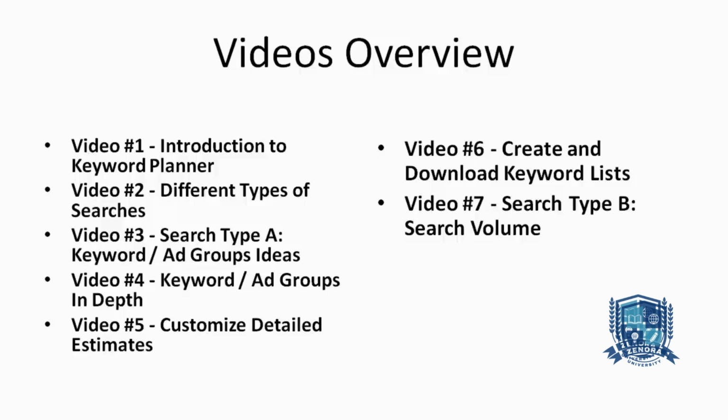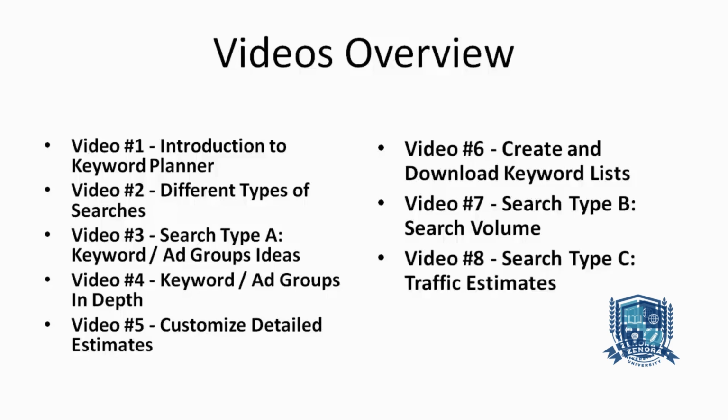This is a great search feature if you already have the keywords themselves and you just want hard data really fast. So you could essentially use other keyword tools in the mix and drop the keyword list into Google Keyword Planner. Video number 8 is going to be traffic estimates. It's somewhat similar to the customized detail estimates, but in this case, we're going to have keyword lists that we already have and just insert it, upload it, and get the hard data really quick.